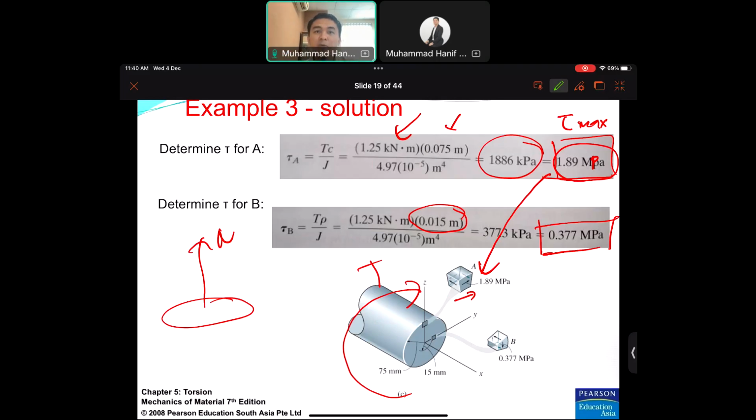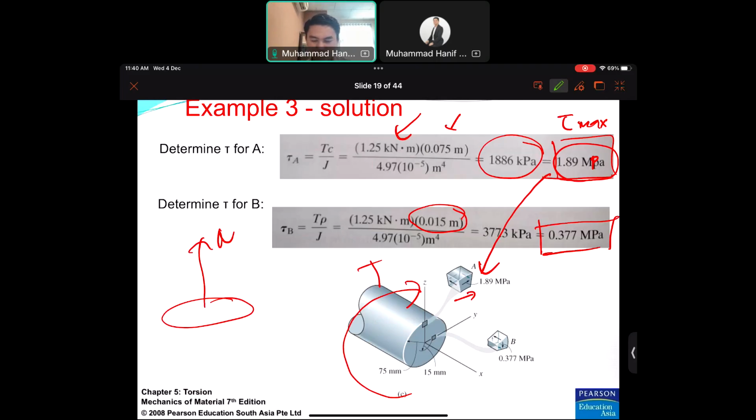In the final exam, we ask you to draw like this one. So make sure that you draw the correct direction and also the value. Okay, for the B, 0.377 megapascal. Here, the value is 0.377 megapascal, and the direction should be downwards, because it's the rotation. Okay, so basically in the final exam, and in any engineering reports, if in industry later on, you have to draw these stress distribution figures, to understand more and to prepare reports and so on.